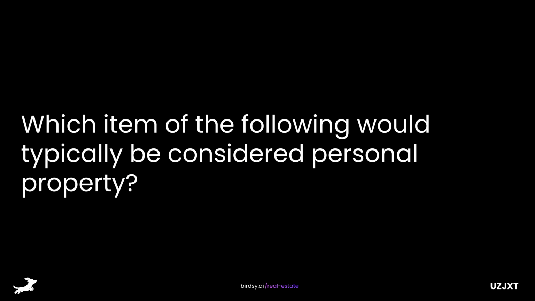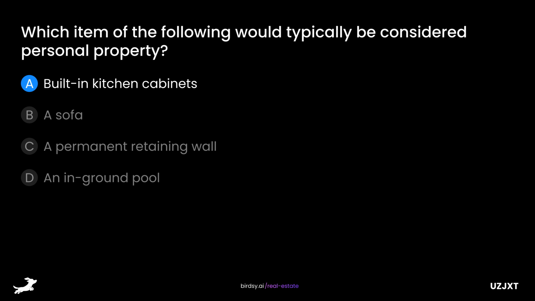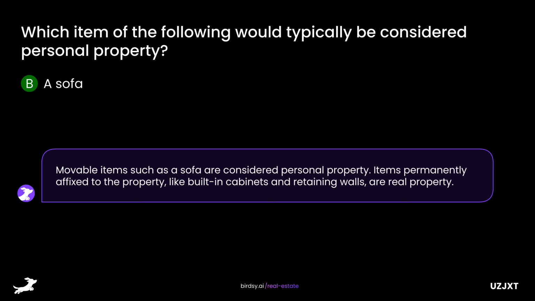Which item of the following would typically be considered personal property? Is it A, built-in kitchen cabinets, B, a sofa, C, a permanent retaining wall, or D, an in-ground pool? The answer is B, a sofa. Movable items such as a sofa are considered personal property. Items permanently affixed to the property, like built-in cabinets and retaining walls, are real property.